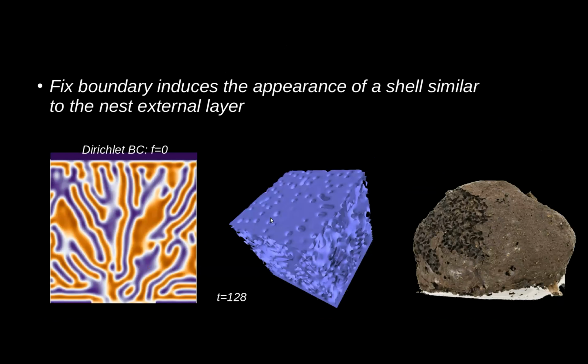And finally, something which is very interesting is that if you forbid the growing of your field in your simulation box at some part, for example, here at the top, then you see the formation of this layer, which becomes a roof, exactly like in our natural nest.